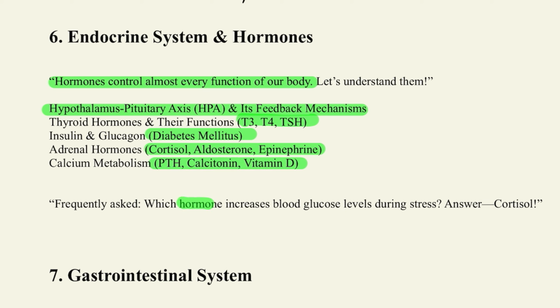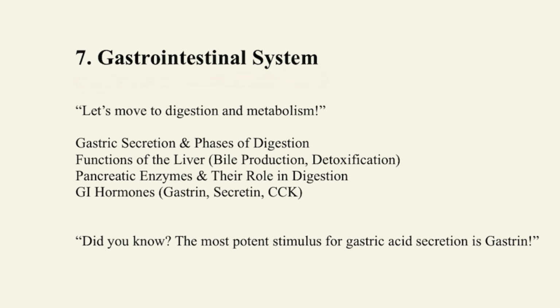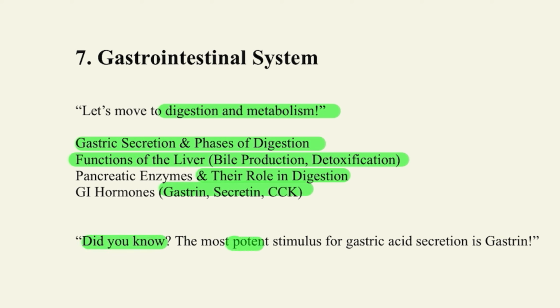Frequently asked: which hormone increases blood glucose levels during stress? Answer is cortisol. Then, gastrointestinal system. Let's move to digestion and metabolism. Gastric secretion and phases of digestion, functions of the liver, bile production, detoxification, pancreatic enzymes and their role in digestion. GI hormones, that is gastrin, secretin, CCK. Did you know the most potent stimulus for gastric acid secretion is gastrin?